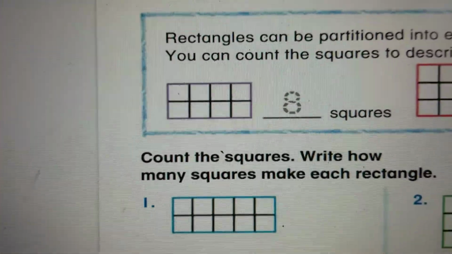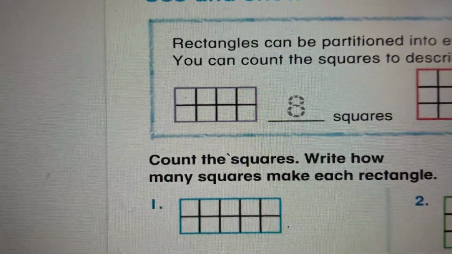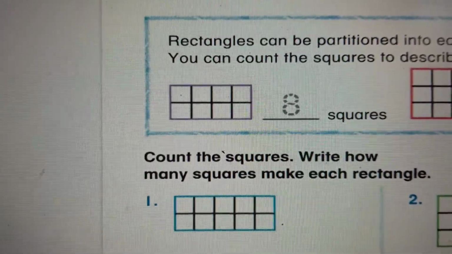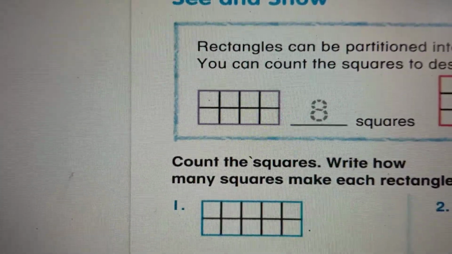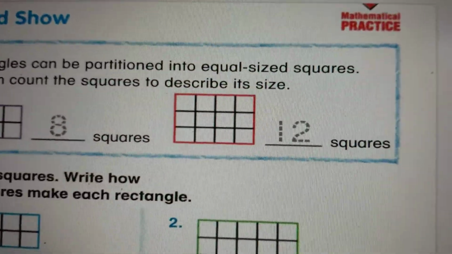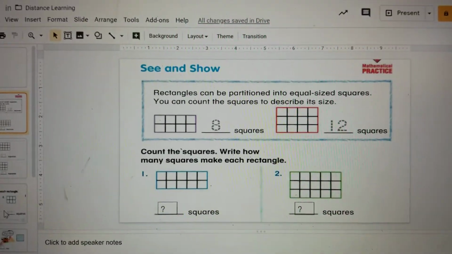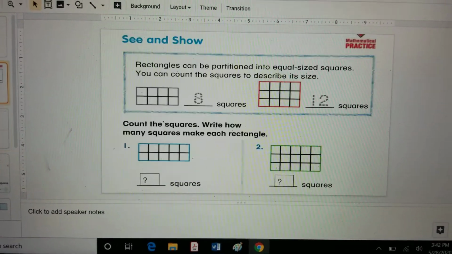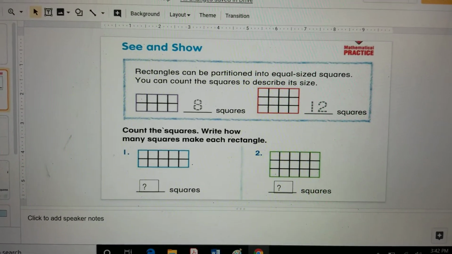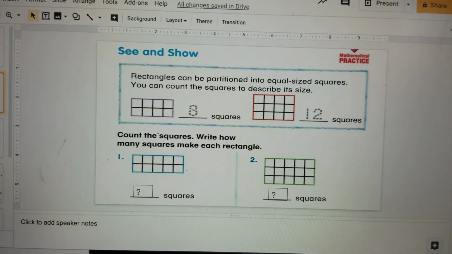So in this square, you can see that it was partitioned into 8 different squares, but all the squares are equal. So in order to describe this square, we can say it is 8 squares, and this one is 12 squares. For your work today, you'll be counting up how many squares will describe the size of the bigger squares.